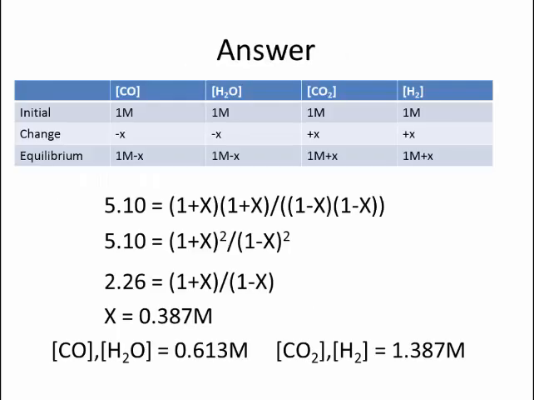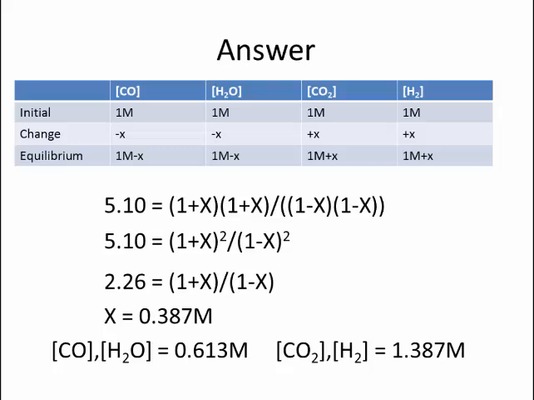We know based on the stoichiometry that for each mole that carbon dioxide is produced and hydrogen is produced, we will also have 1 mole of carbon monoxide removed and water removed. So that's why the change is minus X for the reactants and plus X for the products. If the stoichiometry wasn't all 1-to-1, then we would just have 2's and 3's in front of the X's depending on what the coefficient was.